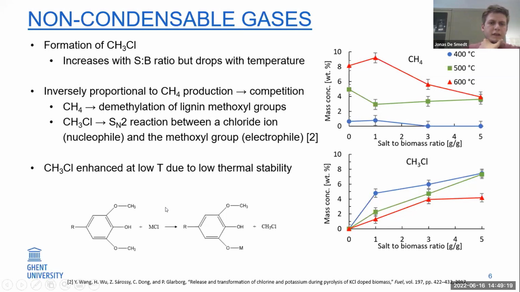And then there's also the matter of temperature dependency. We notice the highest yield of chloromethane at low temperature. You may think, okay, at higher temperatures you have higher production of methane, so you should have more chloromethane. But due to the lower thermal stability of chloromethane and its potential to react with hydrogen that's present in the environment, it tends to convert back to methane itself, starting at a temperature of around 500 degrees Celsius.